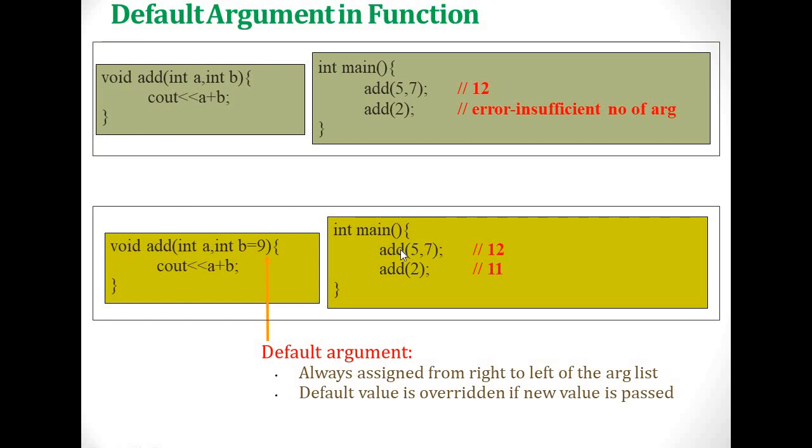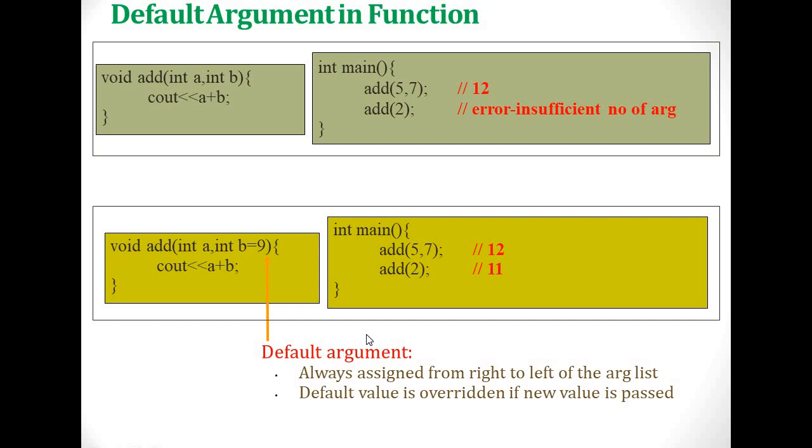Now add(5, 7). 5 will be moved to a and then 7 will replace the 9, and then we get the result as 12. Next line, we are passing only one argument: add(2). 2 will be moved to a and b will be holding the value 9. So 2 plus 9 equals 11.